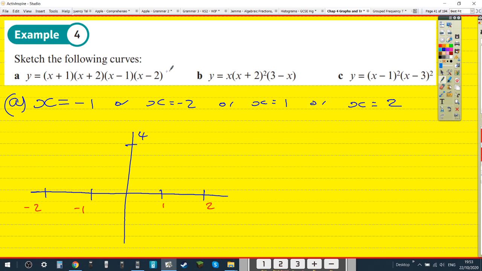If it's positive, it starts top left. So it goes down and then up through minus 1, and then all the way up through the y-intercept, and then back down again, and then up again. Okay, well done. Okay, I have a B.